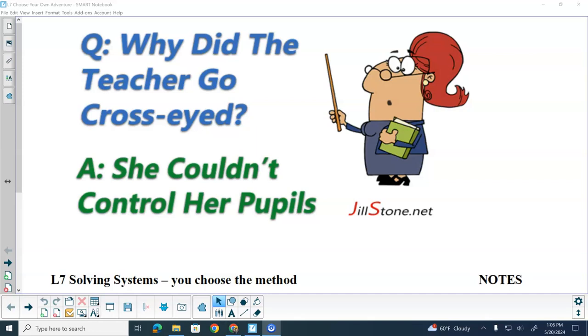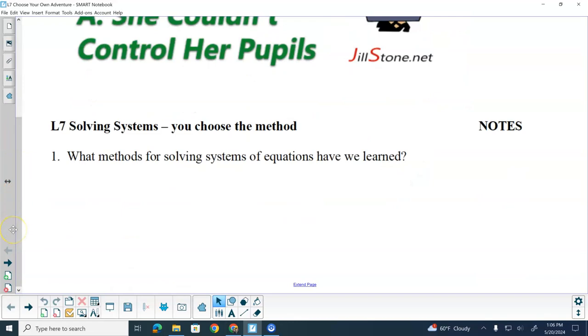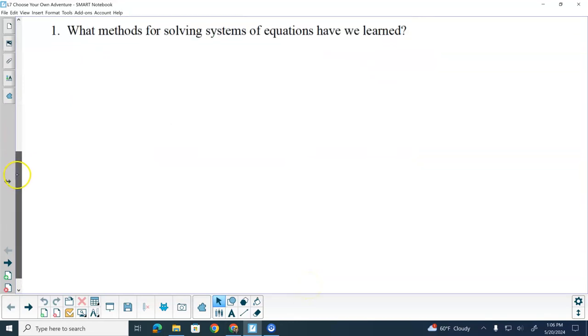So this stuff that we're going to write down here, you can write it down the way that I write it up here, or however you want. We're going to talk about the three methods of solving systems of equations that we learned so far. Anyone, give me one of the methods. Graph. Okay, so let's start with graphing.